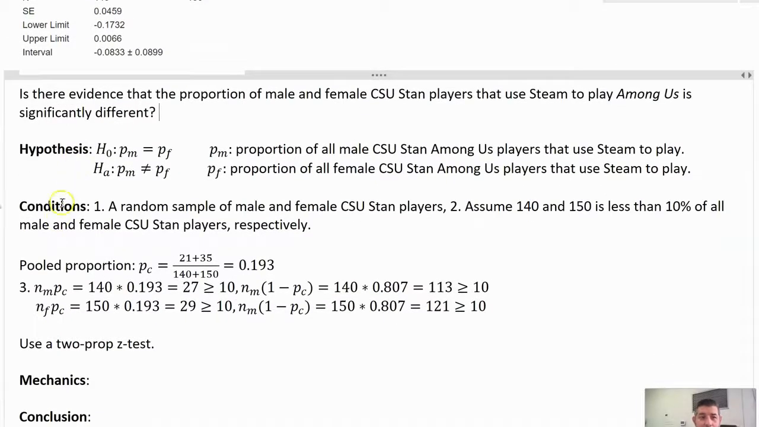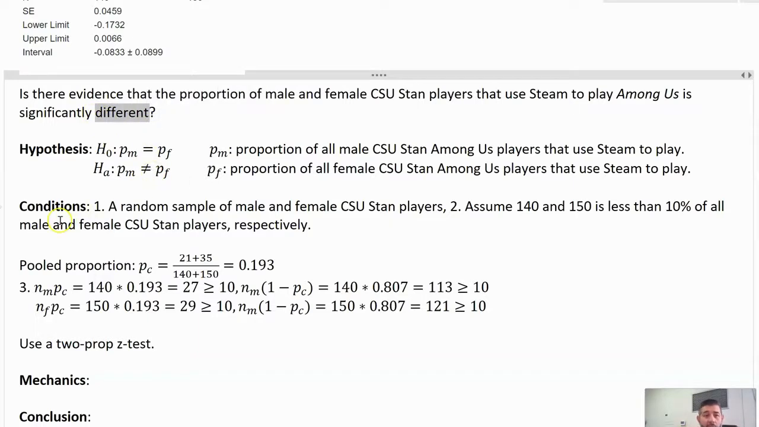I've got four things that I need to do. I need to do my hypothesis, my conditions, my mechanics, and my conclusion. My hypothesis in this case is that the proportion of males is equal to the proportion of females. For a 2 Prop Z test, all I'm looking to see is if there's any differences, all right? In this case, I'm just looking to see if it's significantly different. I didn't say if the proportion of males is greater than the proportion of females or vice versa. I would have put in a greater than or a less than symbol there. In this case, I just want to know if it's significantly different, so I'm going to use a not equal to.